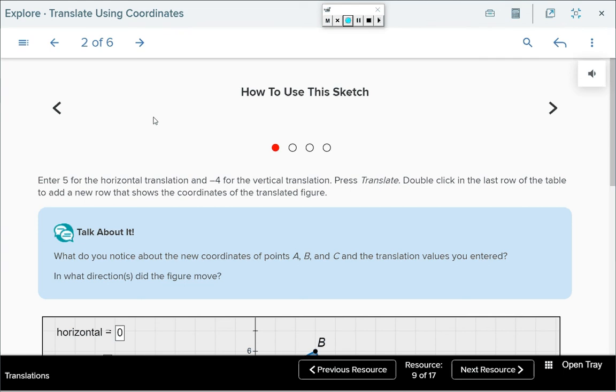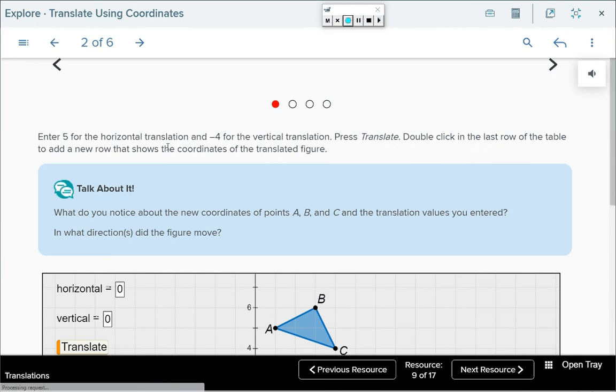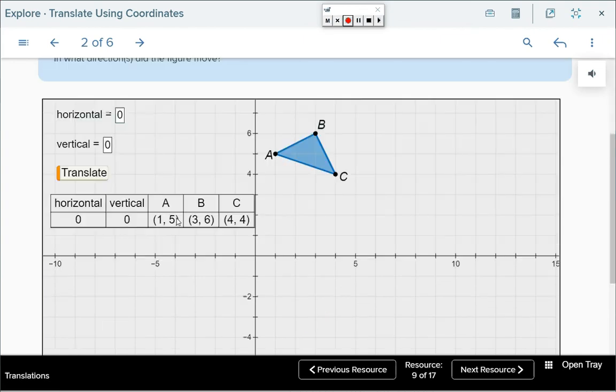So what's going to happen to all my x values? They're going to go to the right 5 or add 5, right? And if it's negative 4 on the vertical, what does vertical mean? Up and down. So if it's negative 4, where's that going? Down 4, okay? So if we look at A is 1, 5, what's going to happen to my new A? 6, and what's 5 minus 4? 6, 1.